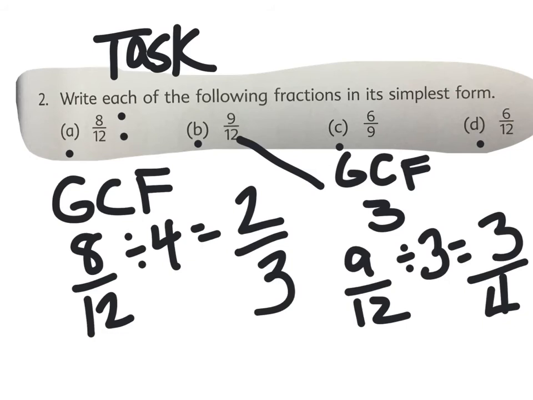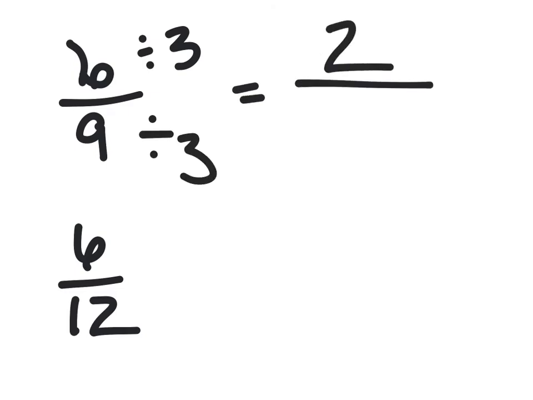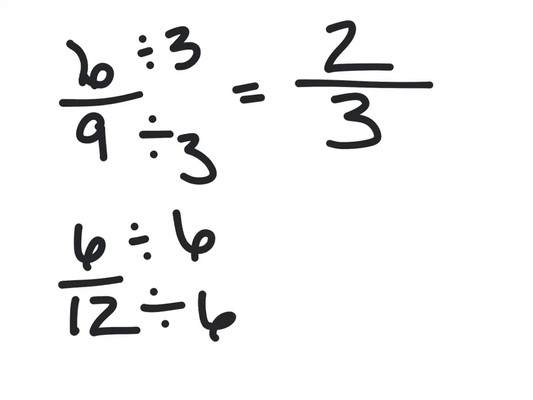6/9 and 6/12. What is the greatest number that goes into both? 3. 6 divided by 3 is 2. 9 divided by 3 is 3. What's the biggest number that is a factor for both? You should think 6. 6 divided by 6 is 1. 12 divided by 6 is 2. So you have 1/2.